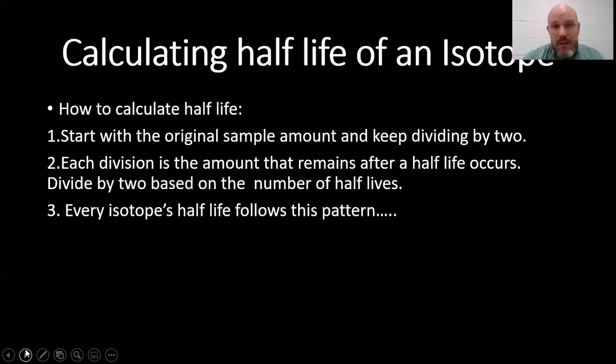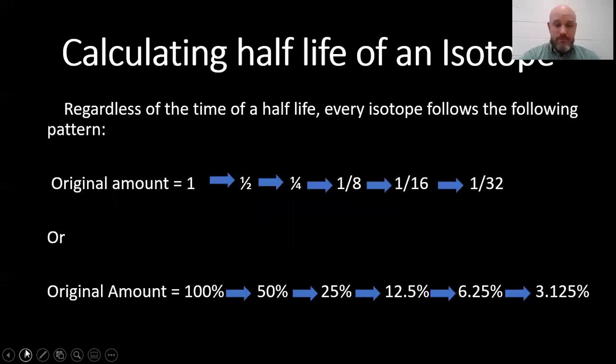And then this pattern is really important. It doesn't matter what your original amount is. You can assume that that original amount is 1. So these blue arrows are symbols for a half-life. Every time you see a blue arrow, a half-life has occurred. So after one half-life, you start with an amount of 1, and half of the sample has not decayed. Second half-life is a 4th, third is an 1/8, fourth is a 16th, fifth is a 1/32.